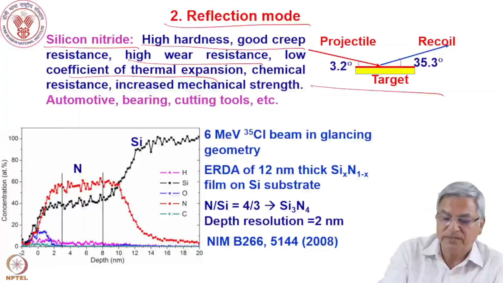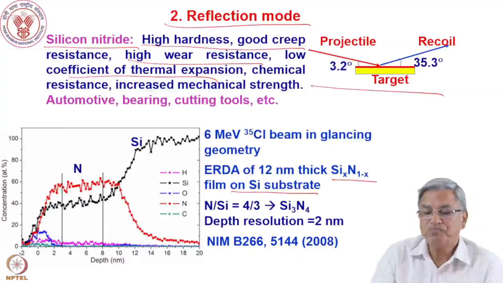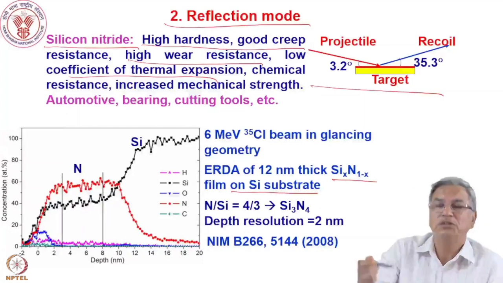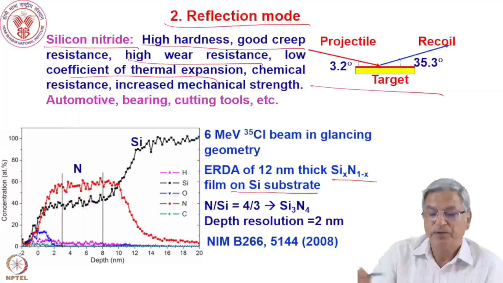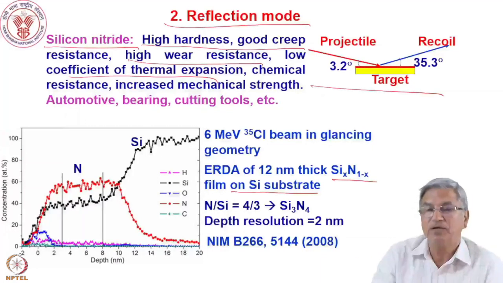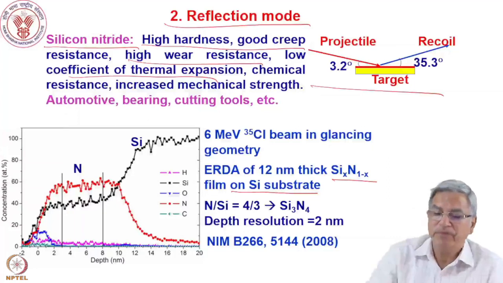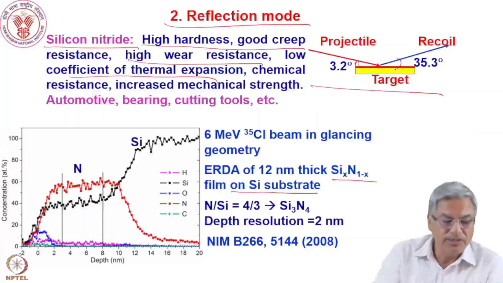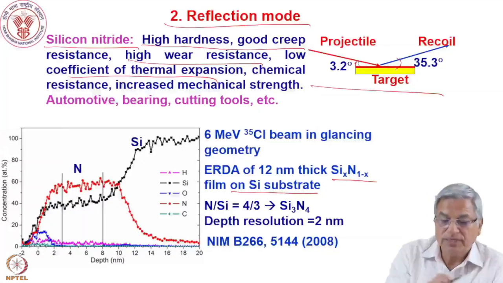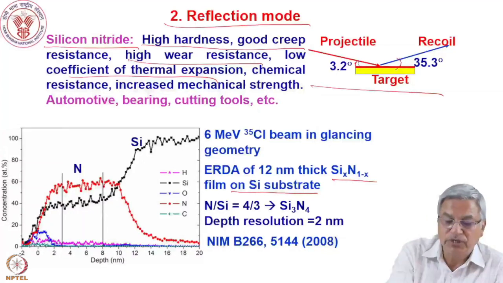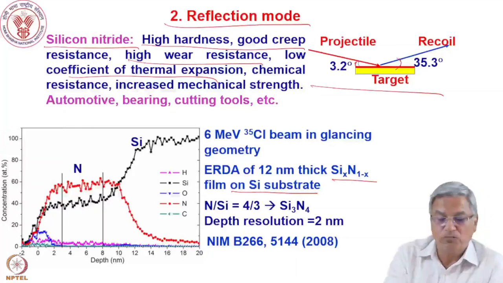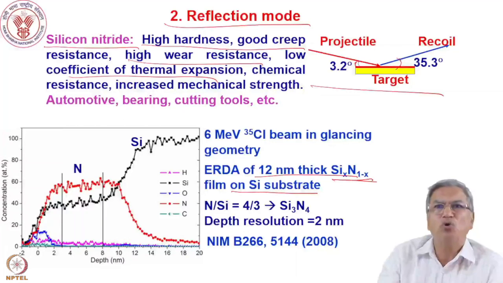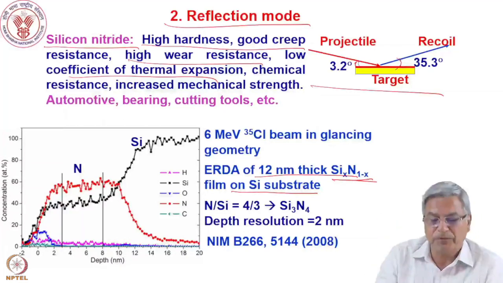What is the target? Silicon nitride on a silicon substrate. You have thick silicon, on which you sputter or evaporate and make a layer of silicon nitride. You can even do ion sputtering. Under this position, at a glancing angle and at a forward angle, you see the spectrum. The thickness of this silicon nitride was actually very thin, about 12 nanometers, and the composition is not known because you may be depositing by ion sputtering.